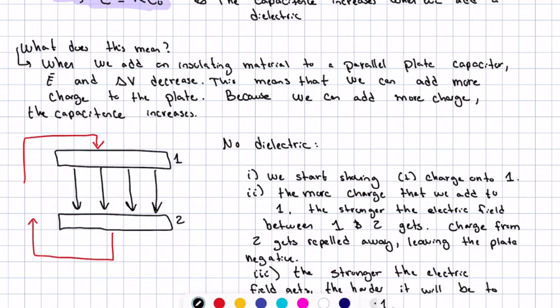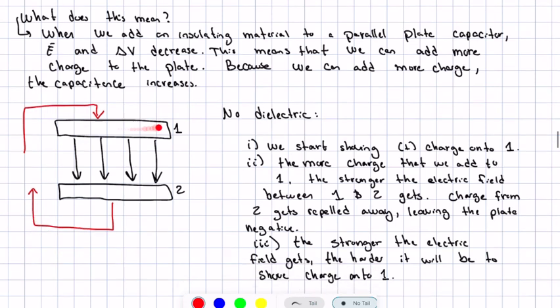So what does this physically mean? Well, when we had no dielectric, let's say there's the battery, we started shoving positive charge onto this upper plate. The more charge we added to plate number 1, the stronger the electric field became between 1 and 2. That means the charge from 2 was getting repelled away, leaving the plate negative. So this is positive and this is negative, and that's what we saw originally.